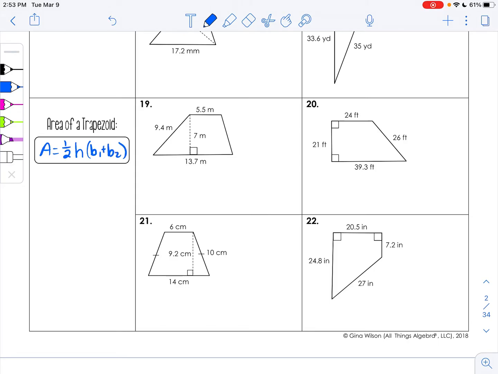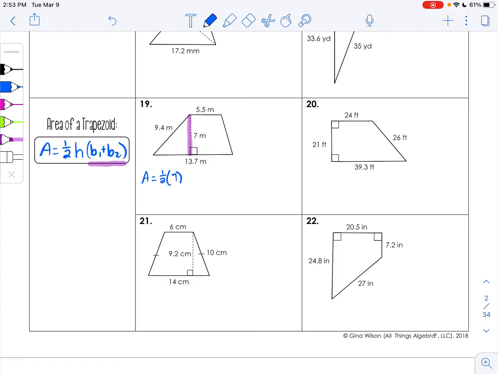So when you find the area of a trapezoid, make sure you're finding the sum of those bases first and then you're multiplying. So you want to make sure with this one you're following order of operations. Looking at number 19, we have a trapezoid, so our area is going to equal 1/2 times our height. So remember, your height always goes straight up and down. So our height is going to be 7.